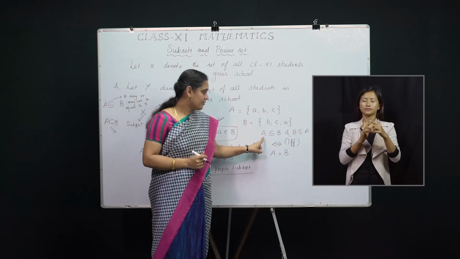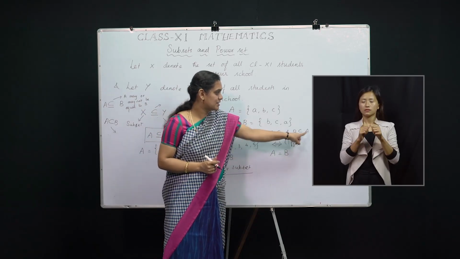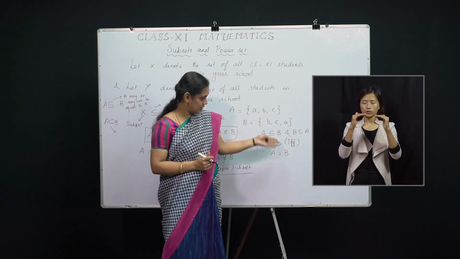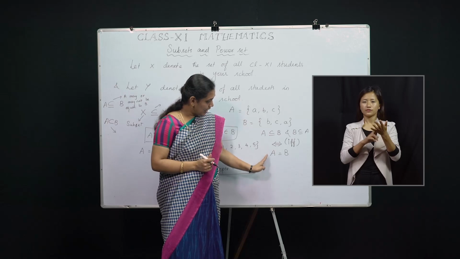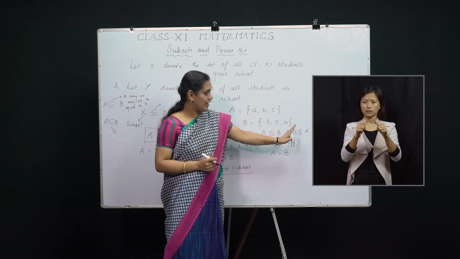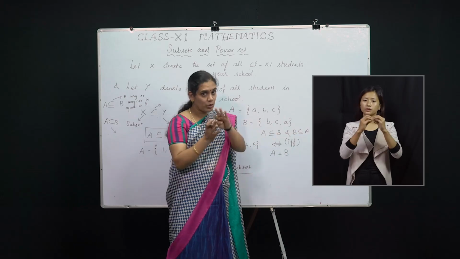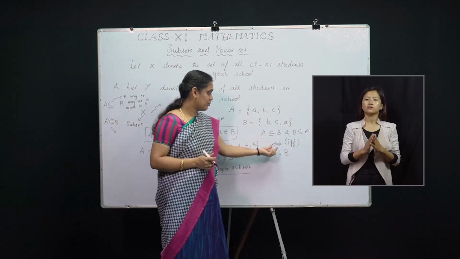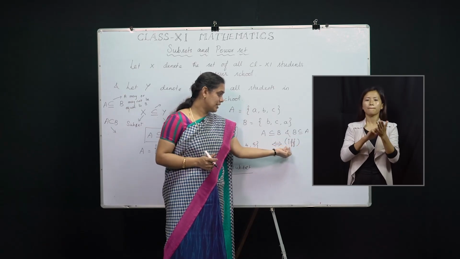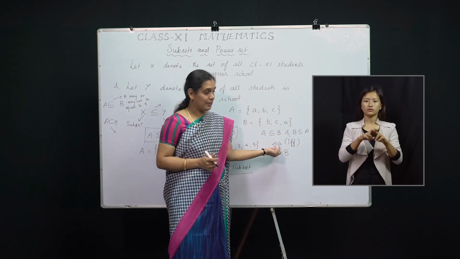That is, if A is a subset of B and B is a subset of A, then A equals B. If you take the reverse, for example, if A is equal to B, then A is a subset of B and B is a subset of A. So both ways it satisfies. Therefore, we put this symbol, if and only if, iff. This should be read as if and only if.